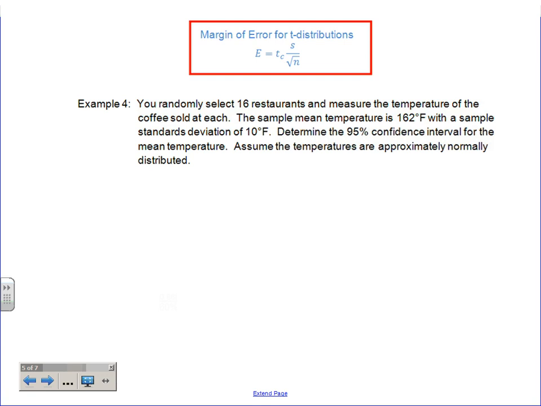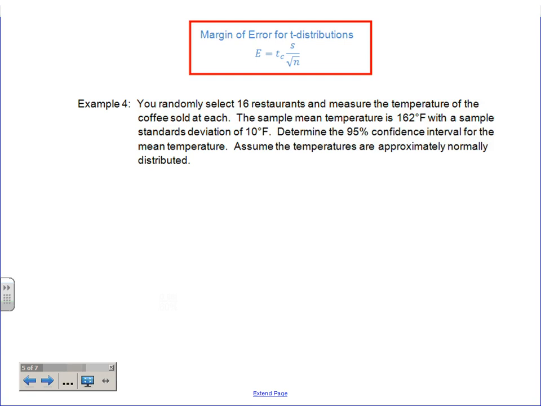So here you randomly select 16 restaurants and measure the temperature of the coffee. The sample mean is 162 degrees with a standard deviation of 10 degrees. That's quite a bit. Determine the 95% confidence interval for the mean temperature. Assume the temperatures are approximately normally distributed. So once again, the first thing you should always find out is, are we going to do a z-score here, or are we going to do a t-score?